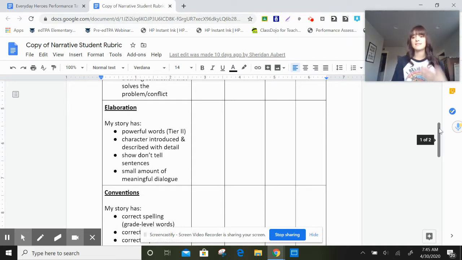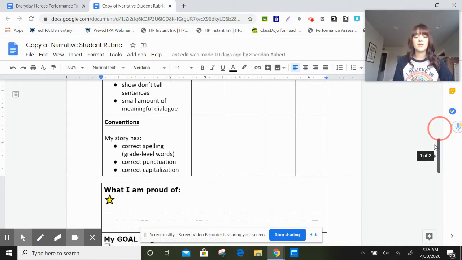You don't want your whole essay to be a bunch of people talking back and forth, but you do want to have characters having dialogue, characters talking in a meaningful way. So we'll go over that as well. And the last category we're going to be going over is conventions. Conventions means if you have things spelled correctly, if you have correct punctuation and capitalization, and I like to include proper quotation marks in there as well.